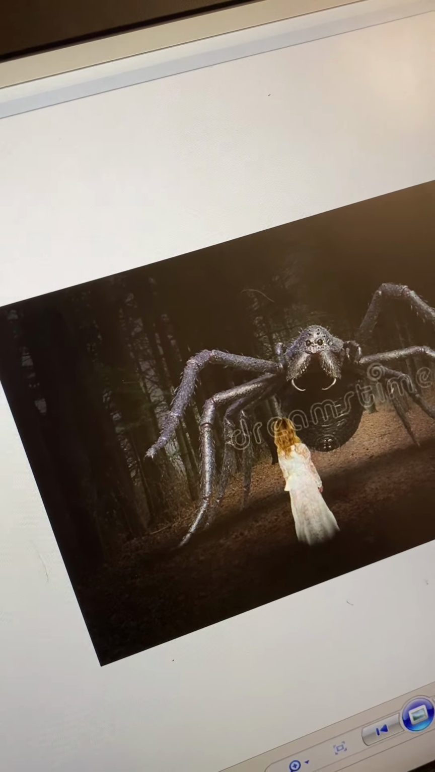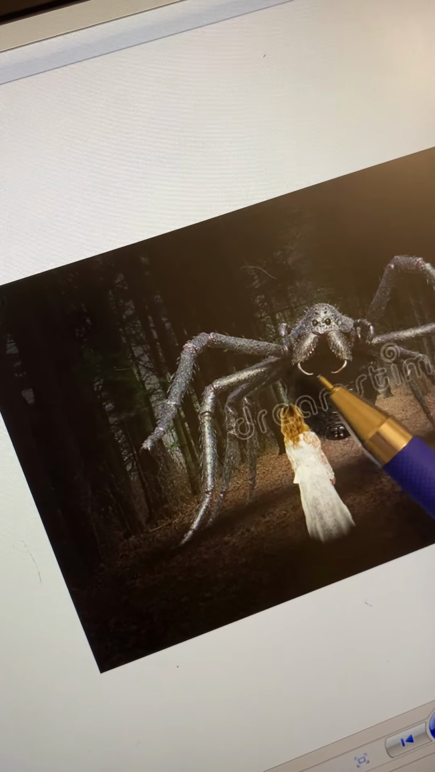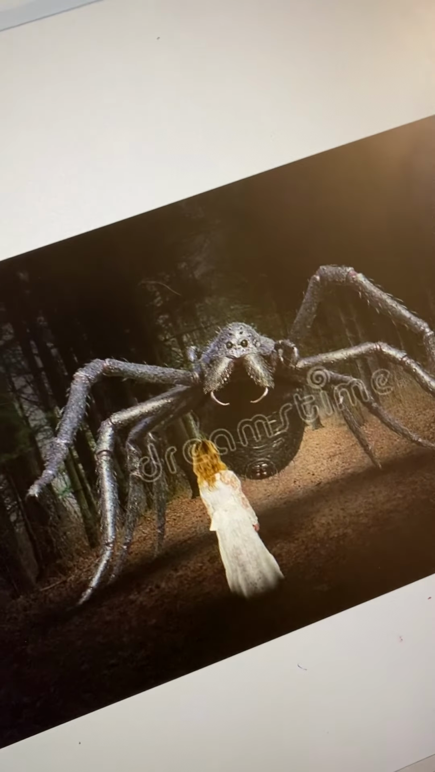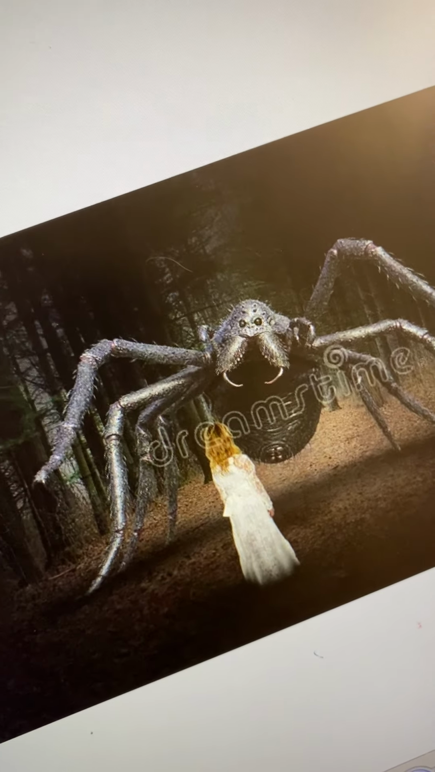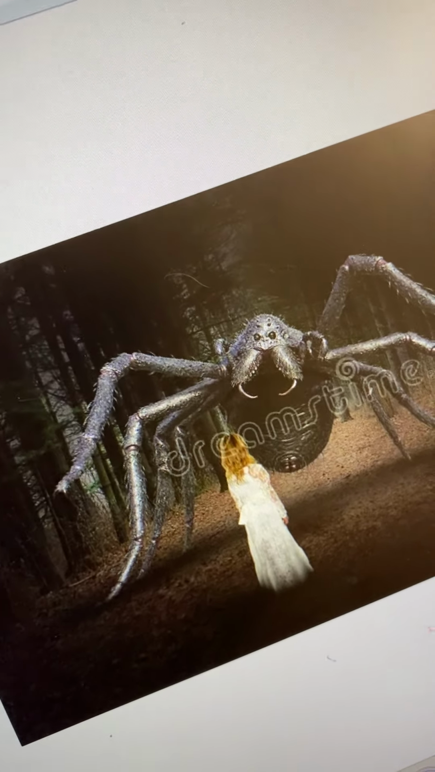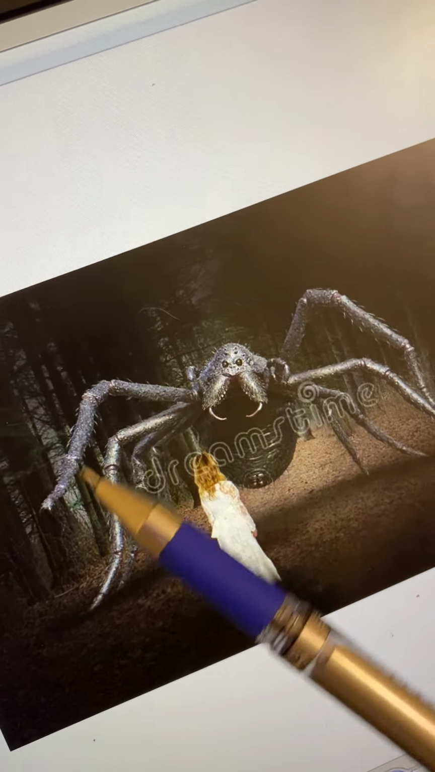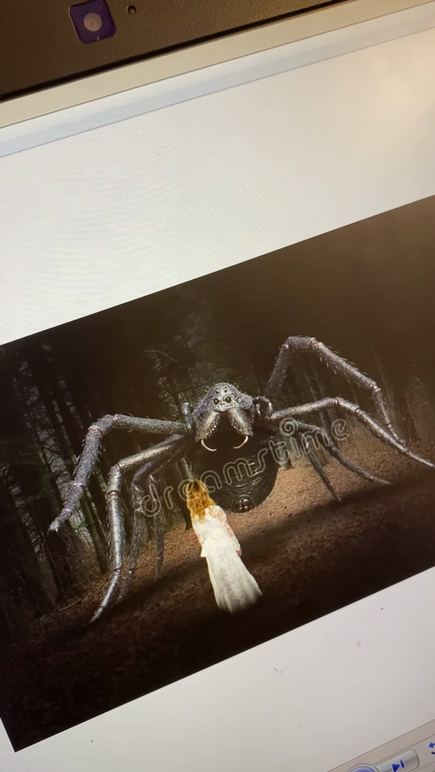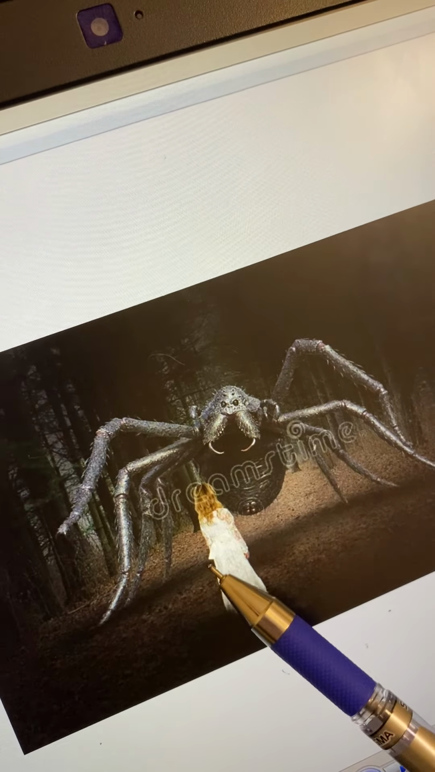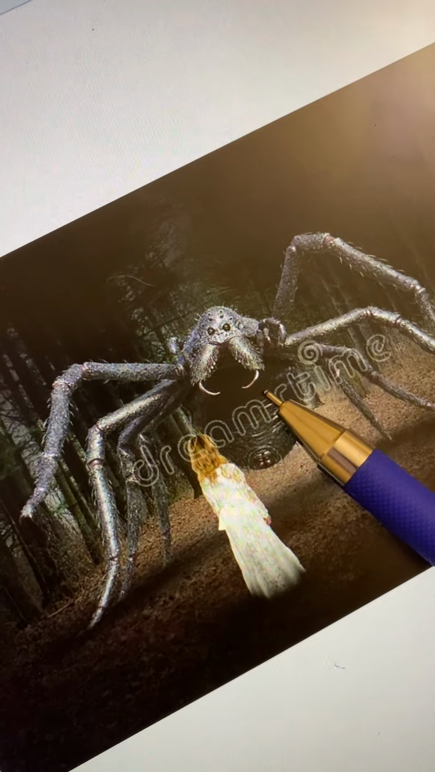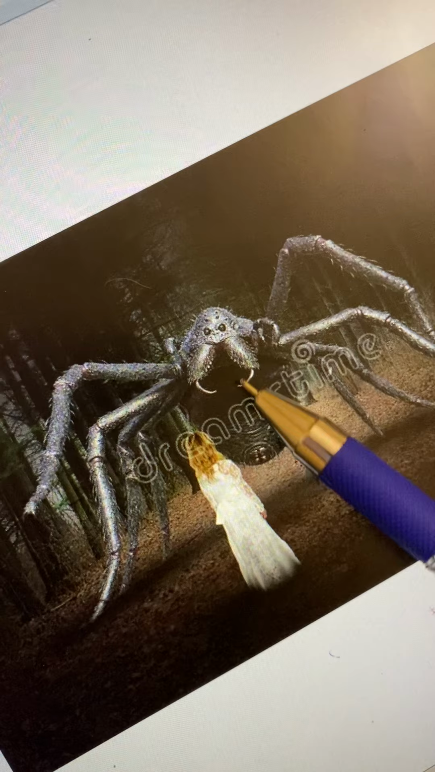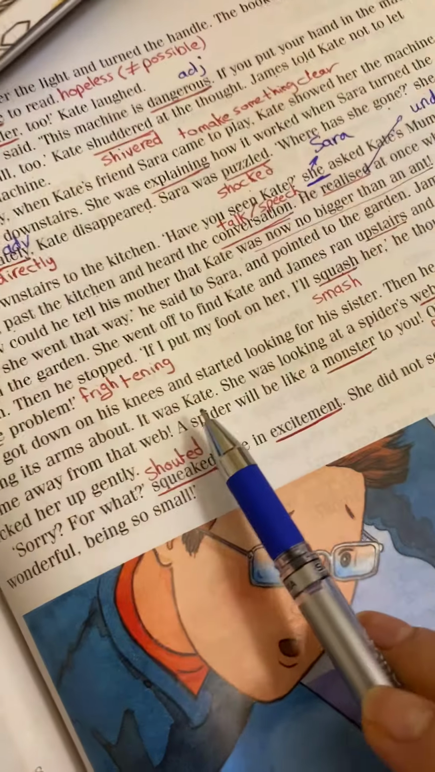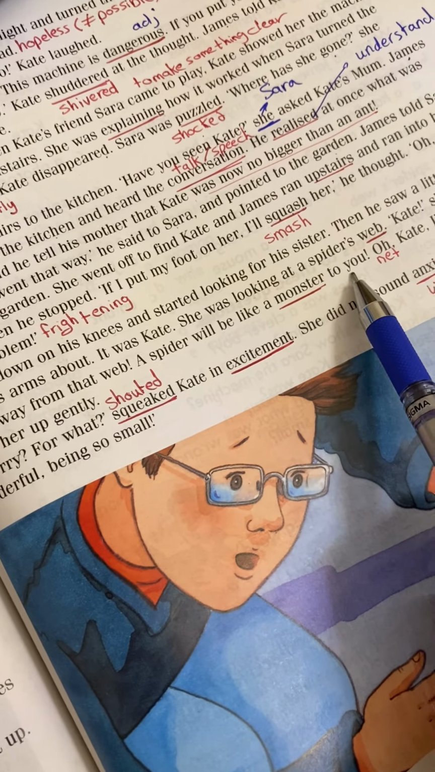So James said, come away or go away from the spider's net because what? A spider will be like a monster for you. So he said, come away from the spider's web because the spider will be like a monster to you. What is the meaning of monster? This is the monster. Okay? A spider will be like a monster to you.